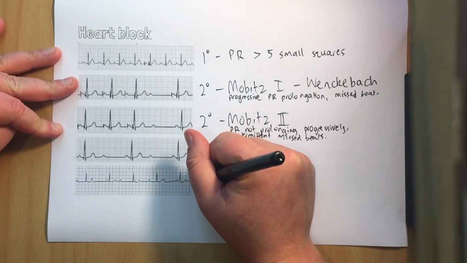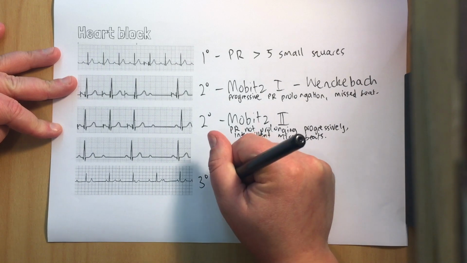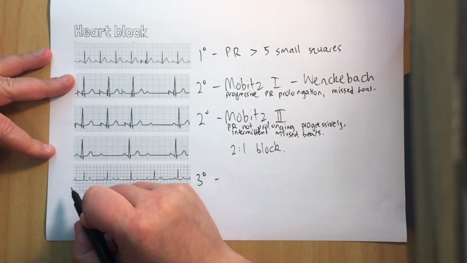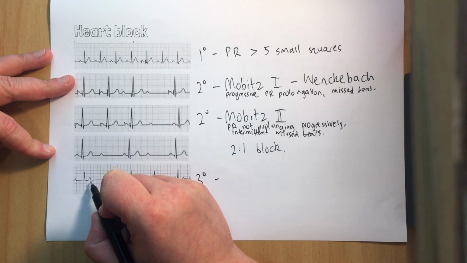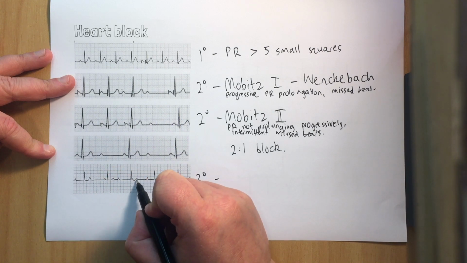All right, so this final one is 3rd degree heart block. And this is where, okay, we've got a P wave, maybe a P wave in there, P.